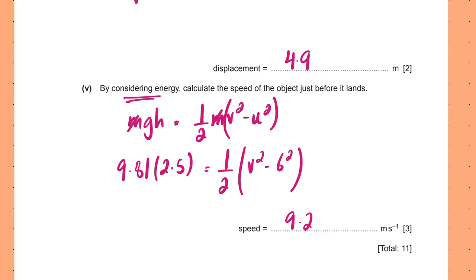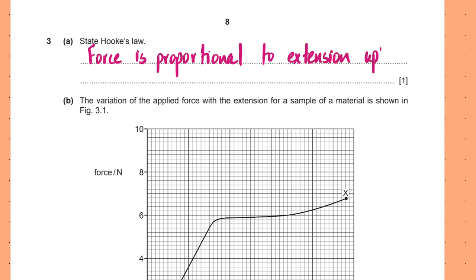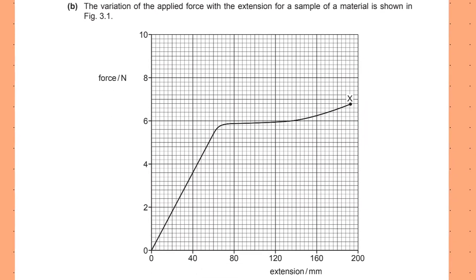Let's go on to the next one, 3 part A. This says state Hooke's law. So we say that force is proportional to extension produced up to the limit of proportionality. Pretty easy.